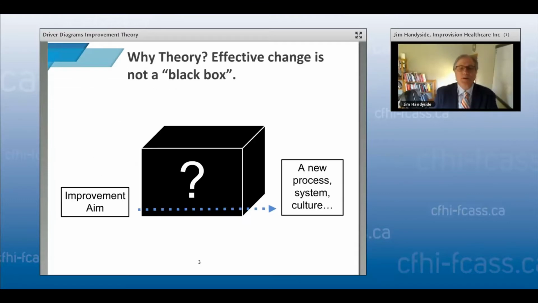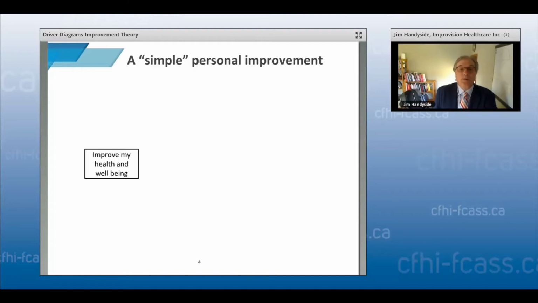Let's start with a personal improvement. No matter what kind of improvement you're going to be making, you'll have some sort of idea that you want to make some change. And that change is actually a theory. It's sometimes articulated and sometimes not. And what we want to be careful of is that we don't have some sort of black box. We want to get the theory out in the open and be able to see what the theory is, share the theory, learn from the theory, adjust the theory as time goes along.